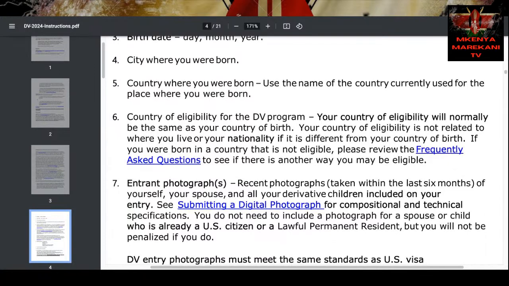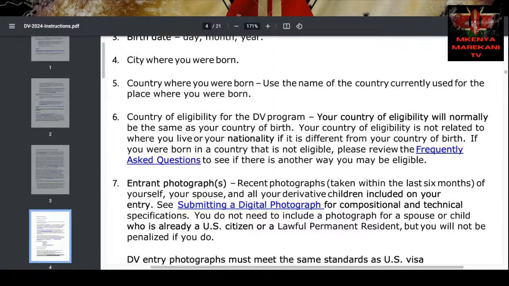But ID is not required here at all. You only use your passport. And then country where you were born. Use the name of the country currently used for the place where you were born. And the country where you were born is also the country of eligibility. So if somebody was born in Nigeria, then that's their birth place and also the place of their eligibility.